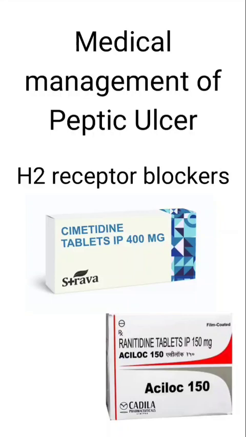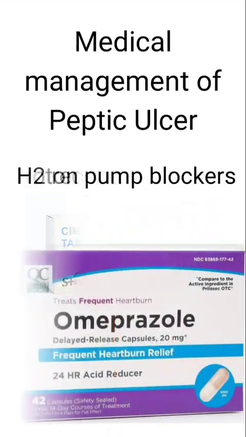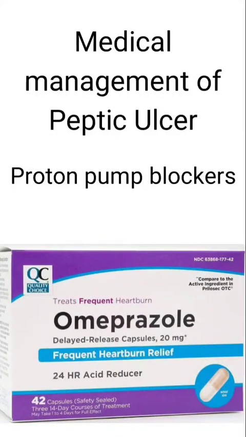Okay, so what are the various types of H2 receptor blocker drugs? Drugs like cimetidine and ranitidine. They are known as histamine receptor blockers, which block the effect of histamine on acid secretion. The next is proton pump inhibitors or proton pump blockers.